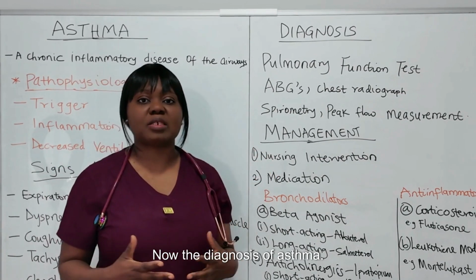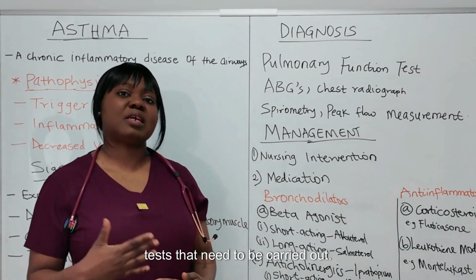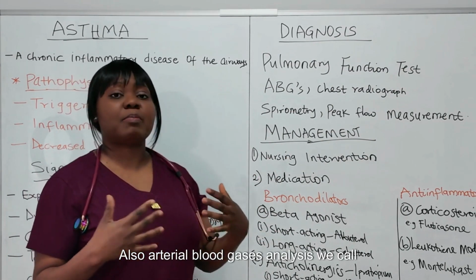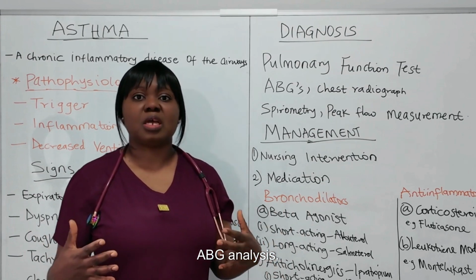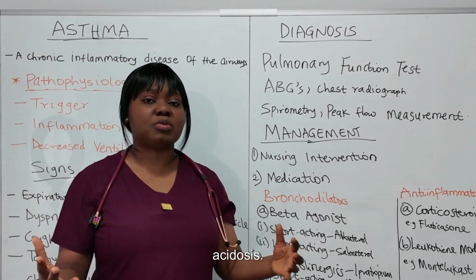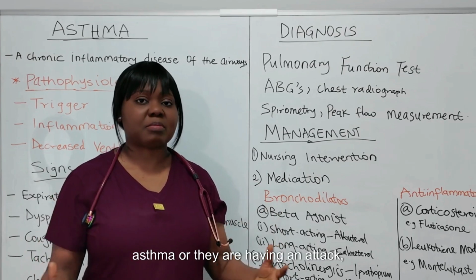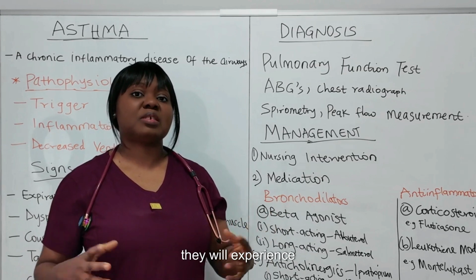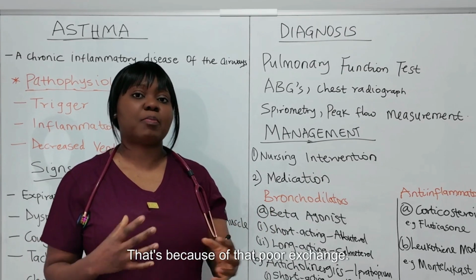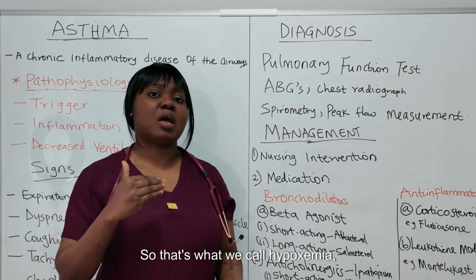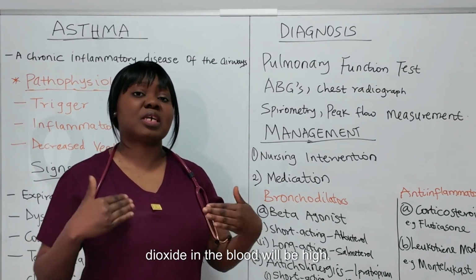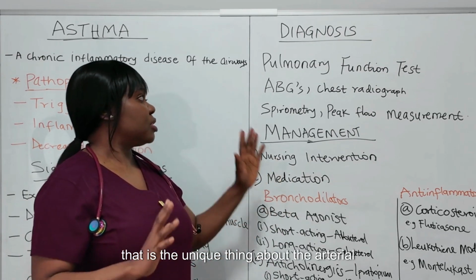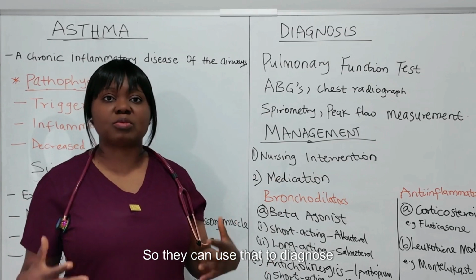Now, the diagnosis of asthma. To diagnose asthma, there are several tests that need to be carried out. It includes things like pulmonary function tests, and also arterial blood gas analysis, what we call ABG analysis. Remember I said they will be in respiratory acidosis. Now, patients that have acute asthma, or are having an attack, when they check their arterial blood gases, they will have low oxygen in the blood. That's because of that poor exchange. That's what we call hypoxemia, low oxygen in the blood. And the carbon dioxide in the blood will be high. So they will experience hypercapnia. That is the unique thing about the arterial blood gases, so they can use that to diagnose asthma.